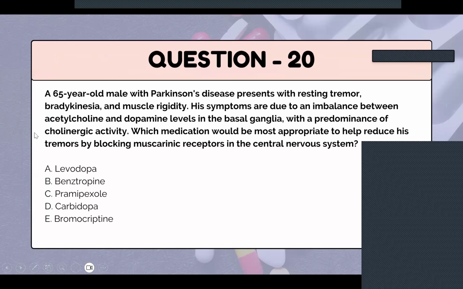The next question. A 65-year-old male with Parkinson's disease presents with resting tremor, bradykinesia, and muscle rigidity. His symptoms are due to an imbalance between acetylcholine and dopamine levels in the basal ganglia with a predominance of cholinergic activity. Which medication would be most appropriate to help reduce the tremors by blocking muscarinic receptors in the central nervous system? Options are levodopa, benztropine, pramipexole, carbidopa, bromocriptine.